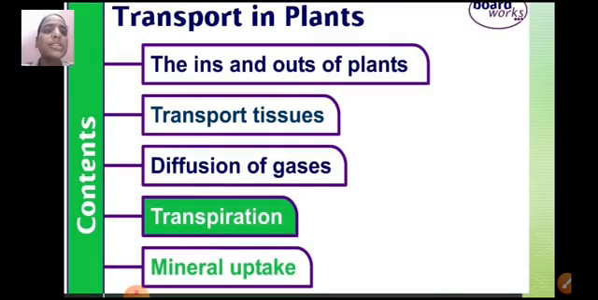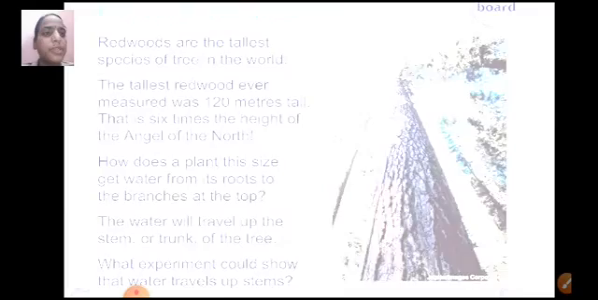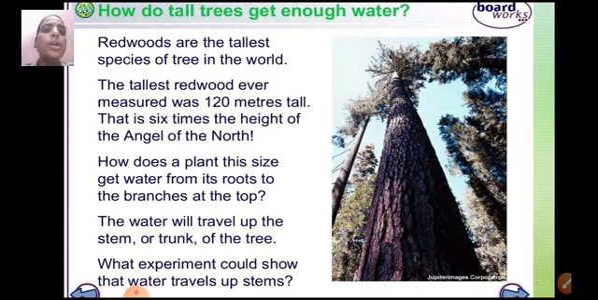So students, next we are going to study transpiration. How do tall trees get enough water? Redwoods are the tallest species of tree in the world. The tallest redwood ever measured was 120 meters tall. That is 6 times the height of the Angel of the North. How does a plant this size get water from its roots to the branches at the top? The water will travel up the stem or trunk of the tree.